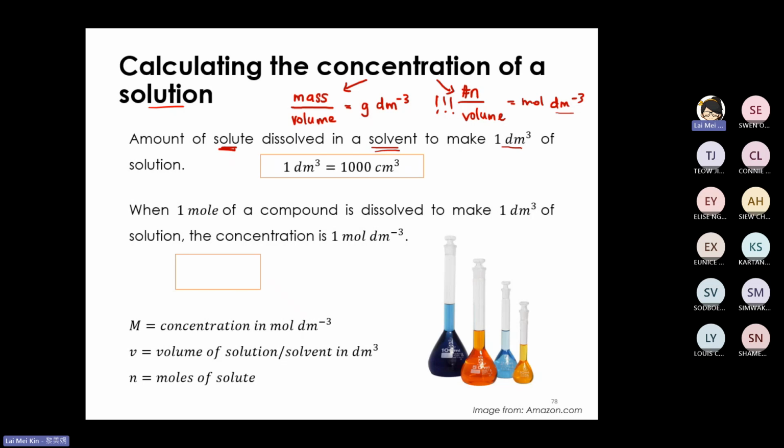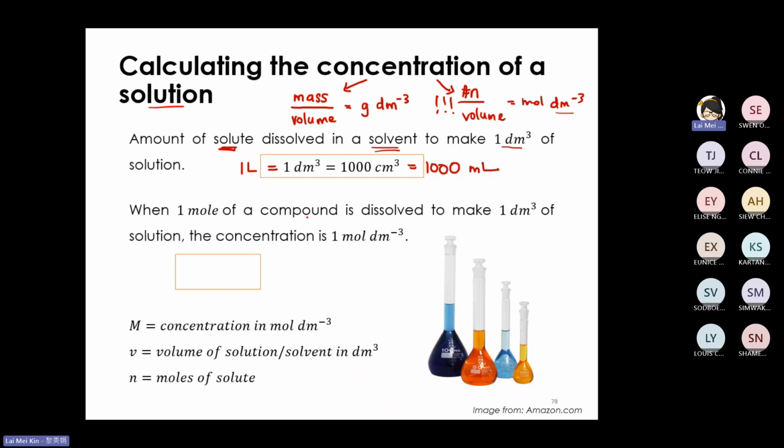For your information, 1 decimeter cube is 1,000 centimeter cube. 1 decimeter cube is also 1 liter, and 1,000 centimeter cube is also 1,000 milliliter. So you know 1 liter is 1,000 milliliter. In the case where you get milliliter or centimeter cube, you will know how to convert it to decimeter cube. So these are the relations.